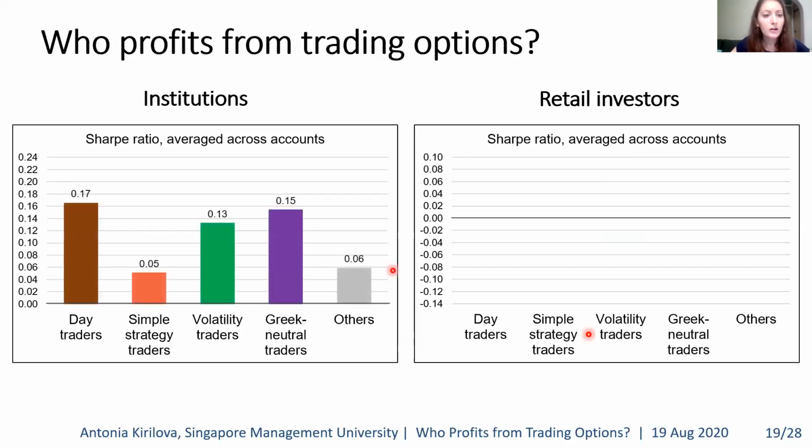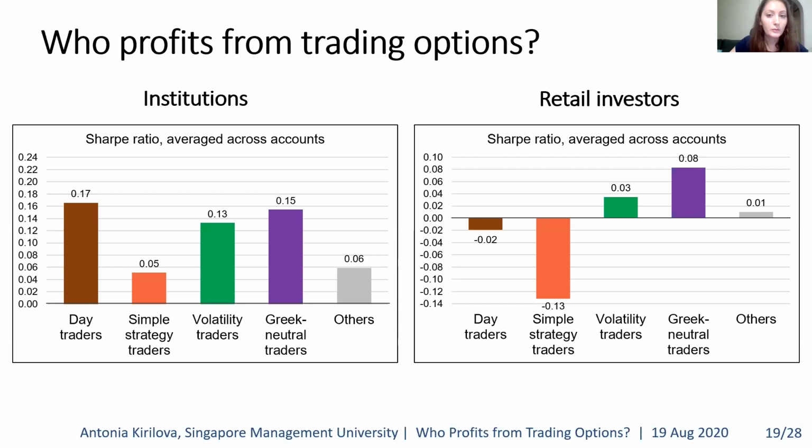And here are also the Sharpe ratios, and the results are similar. The only difference I want to mention is that the Greek neutral traders now outperform the vol traders in terms of Sharpe ratio, because as we know, vol trading, especially short volatility strategies, incurs a lot of risk. They have a large downside risk. So in terms of Sharpe ratio, they are a bit lower.